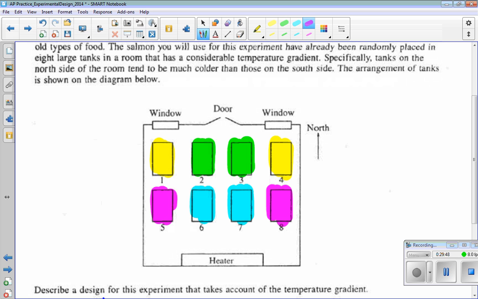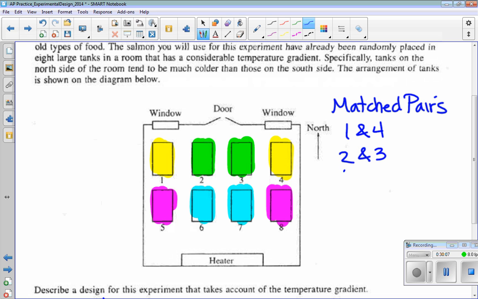You need to say that. How do you say that? All you really have to say is this is going to be a matched pairs design, because you are matching 1 and 4, you are matching 2 and 3, 6 and 7, and 5 and 8. We are matching them because these tanks have similar conditions in the room.